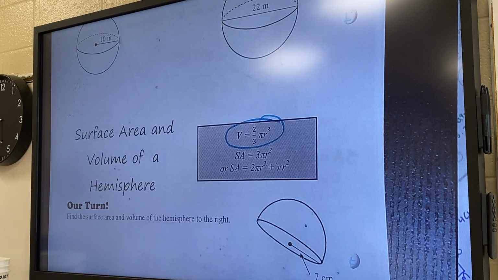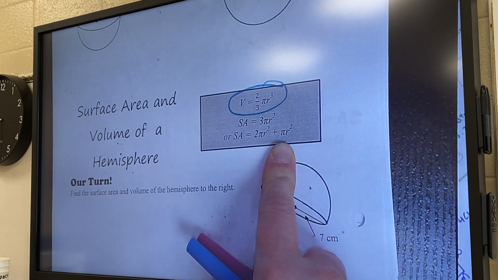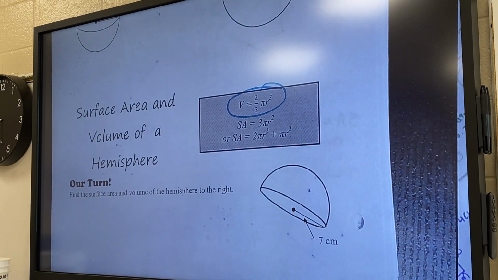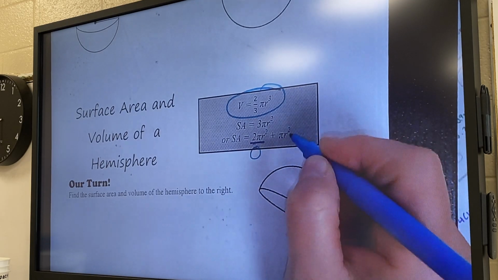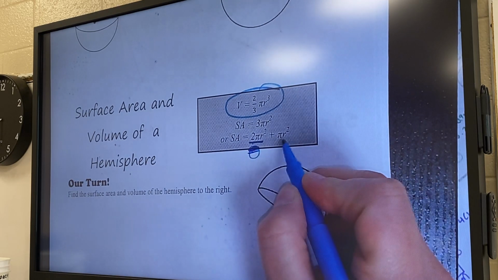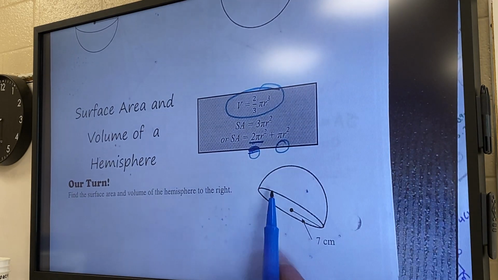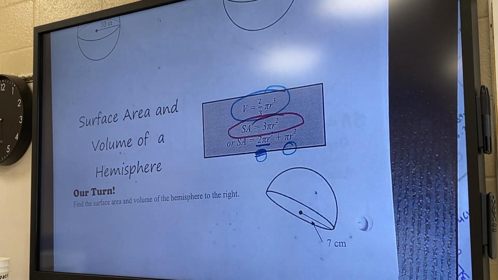But what gets exposed when you slice a sphere? A circle. So that's why you have to add this other pi r squared, because once you slice it, it's just not going around anymore. You've got that exposed circle, but 2 pi r squared is for the lateral part of the sphere, and then the pi r squared is for the exposed circle part. So you can just put them together, and it's 3 pi r squared. So you're gonna have to know these formulas.